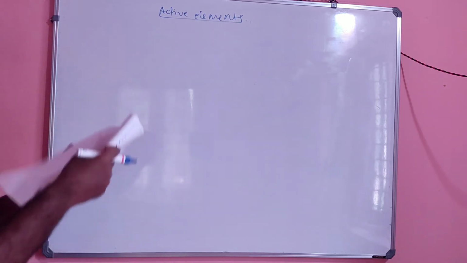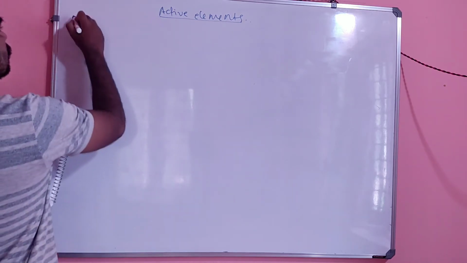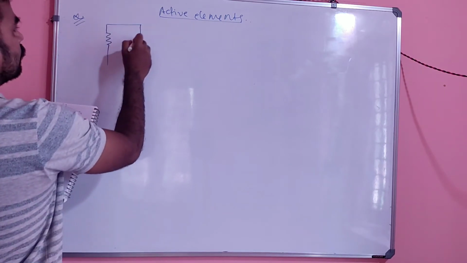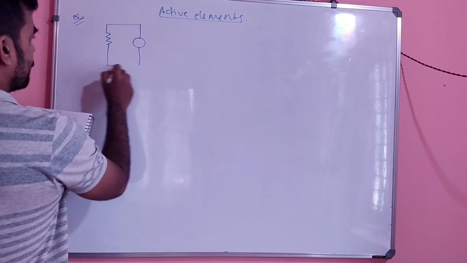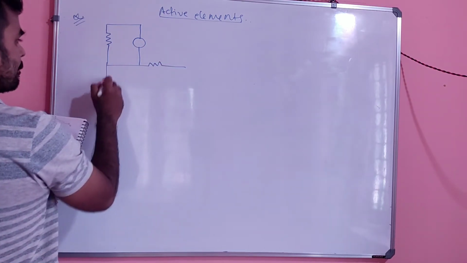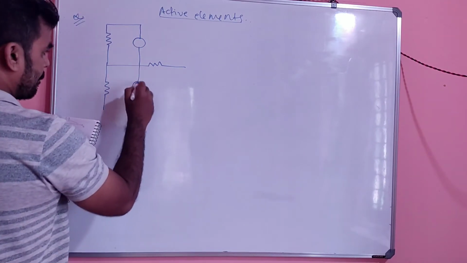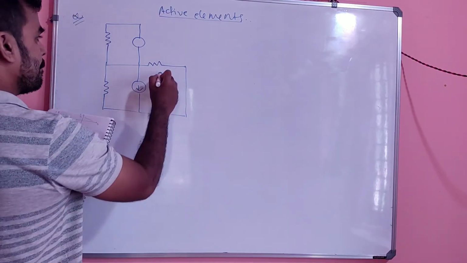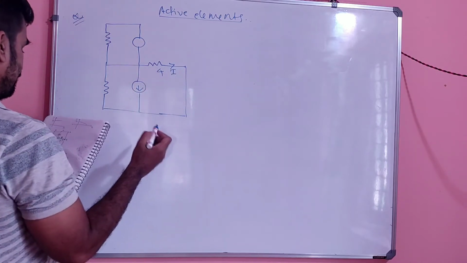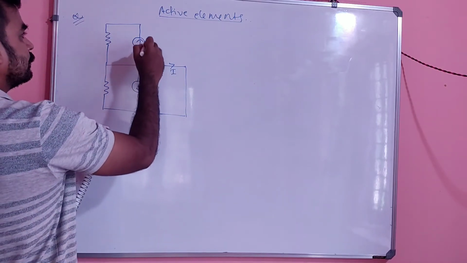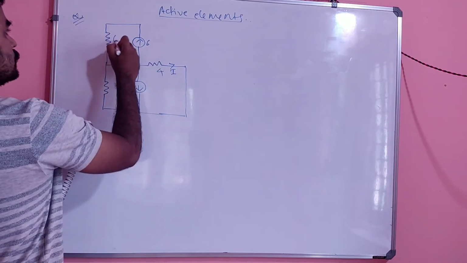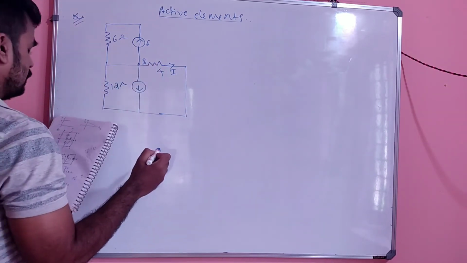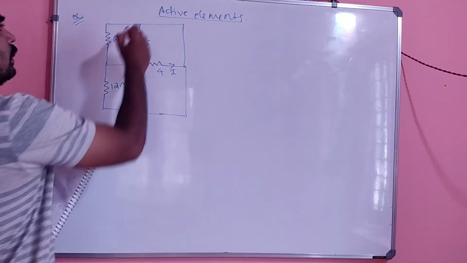So write a problem. This is 6 ohm and this is 12 ohm, and this is the point B, and this is connected like this. This is the point A.